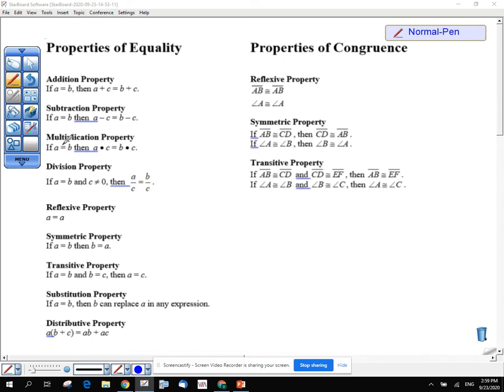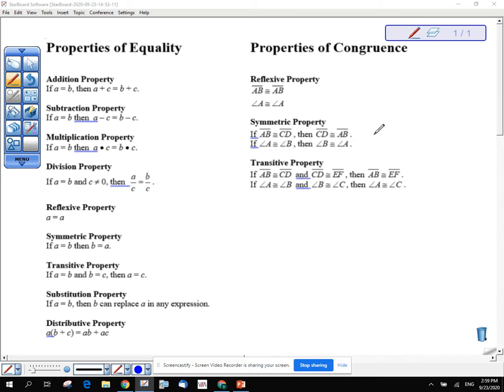So try to adopt the language. And yes, a segment is congruent to itself. A segment, of course, has the same measure as itself. An angle measure is congruent to itself. They have the same measure. The symmetric property, here it is as segments, and here it is as angles. Again, the symmetric property is the least important thing on this worksheet.